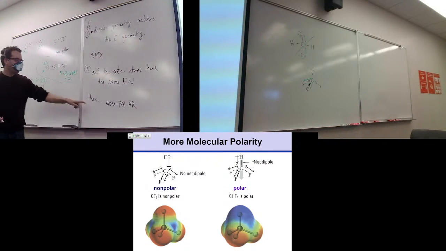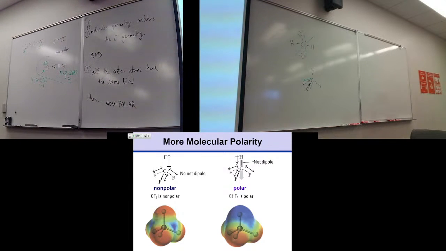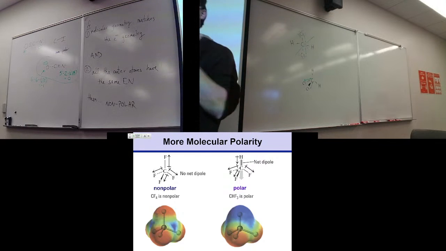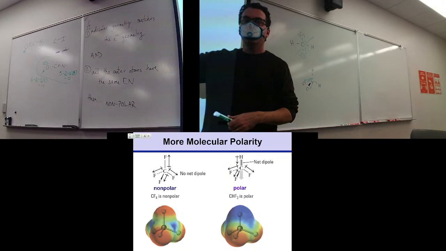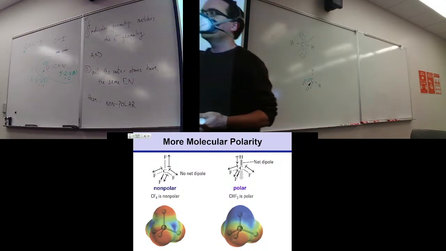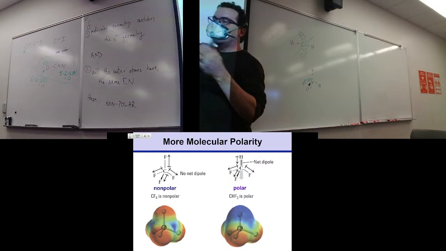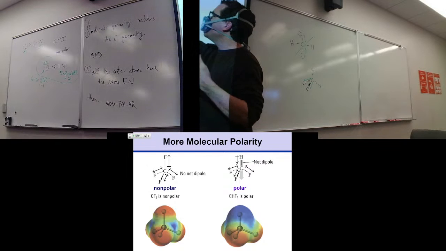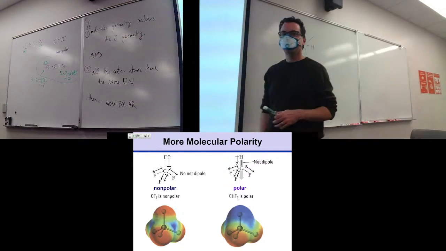So let's see how that works. This thing right here, the electron geometry is tetrahedral. The molecular geometry is tetrahedral. So they match, and all of the outer atoms have the same electronegativity, so it's nonpolar. Over here, molecular geometry is tetrahedral, electron geometry is tetrahedral, but the outer atoms are not all the same electronegativity. So it is polar.